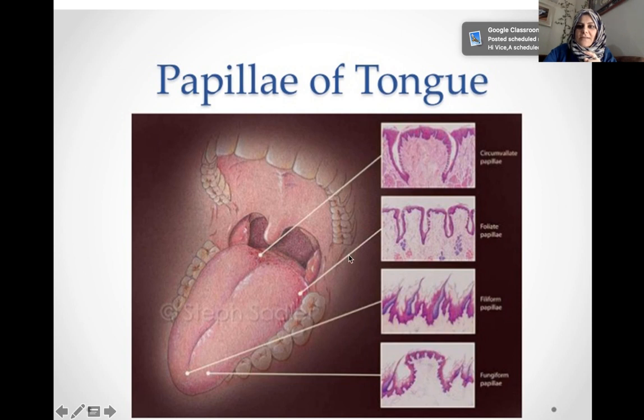The second type: within the filiform papillae you will find a mushroom-like structure, and it has the taste buds on the dorsal aspect of the papillae. This is where they are located, because when we come to another papillae we will find taste buds in a different place. This is called the fungiform papillae, and it is responsible for the appearance of the red dots we see on the tongue.